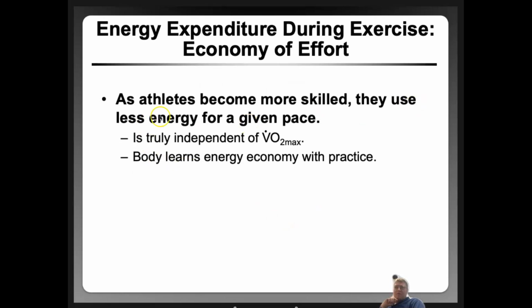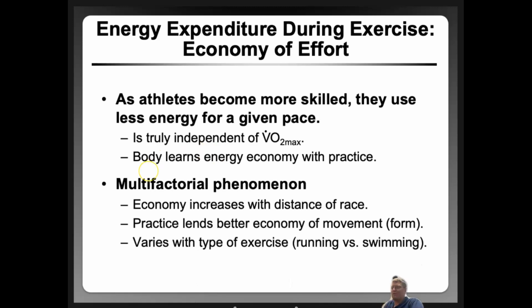So as athletes become more skilled, they use less energy for a given pace. So this is actually totally independent of VO2 max. The body learns to use better energy economy. That's why we train, so that we can go faster, because your body will adapt as you go, which is a cool part about the body. So it's a multifaceted phenomenon. Some of that could be the distance of the race, better economy from practice, better movement form, and then a variety of types of exercises.